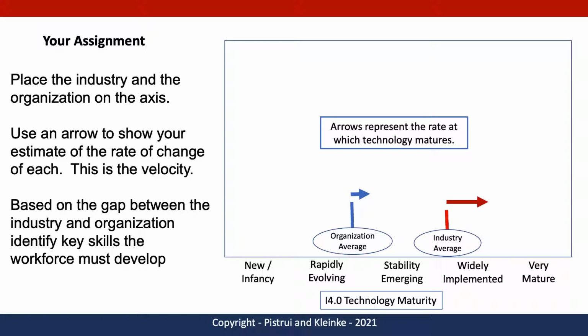Secondly, we ask you to use an arrow to show how fast you believe the technology is emerging, both on the industry level and the local level, your organization. Notice this case illustrated here. If this were true, industry is actually pulling away from your organization, moving faster than you are developing and implementing that technology in your company. Then finally, based on the gap between the industry and your organization, identify the key skills of the workforce that you'll need to close that gap.